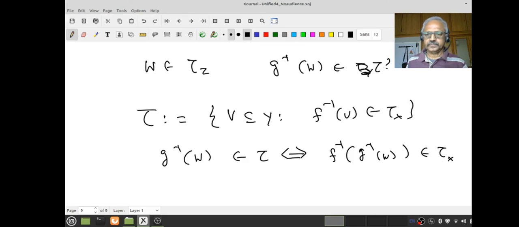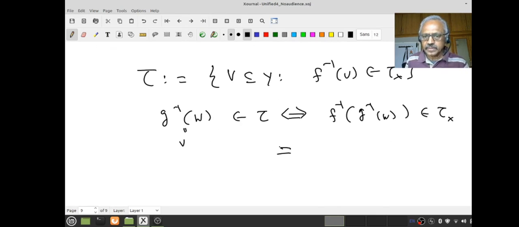Right, this is your V. V is going to be in tau if and only if f inverse of V is in tau X. That is, f inverse of this object is in tau X. But what is this? Again, this is a trick with inverse maps. This is nothing other than (G composite f) inverse of W is in tau X.